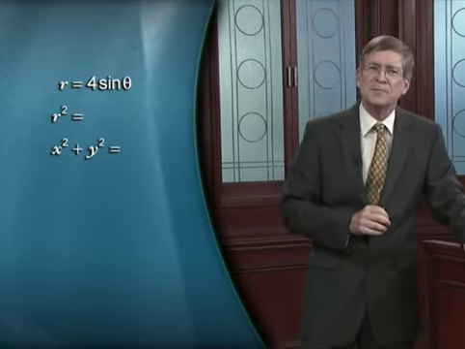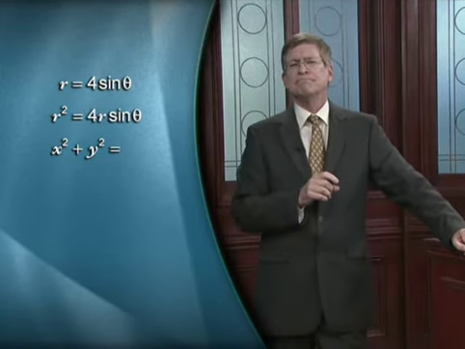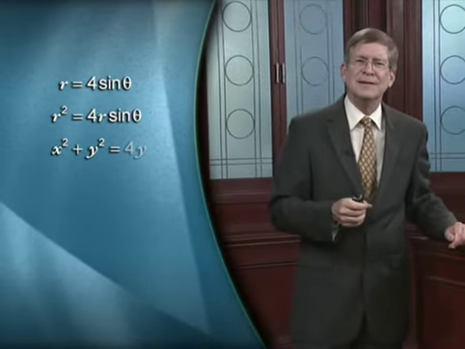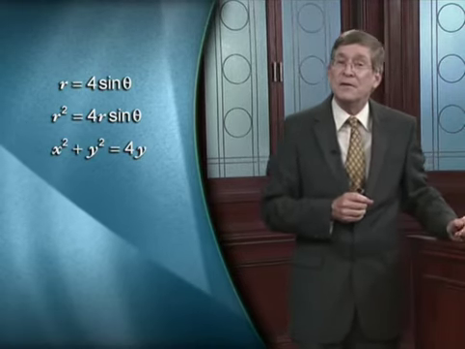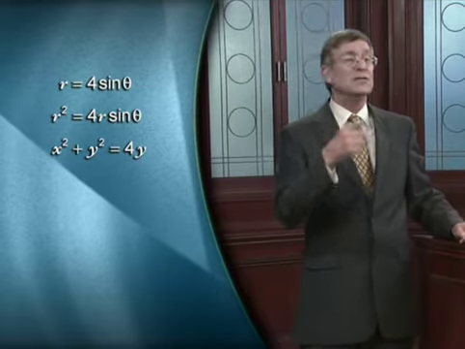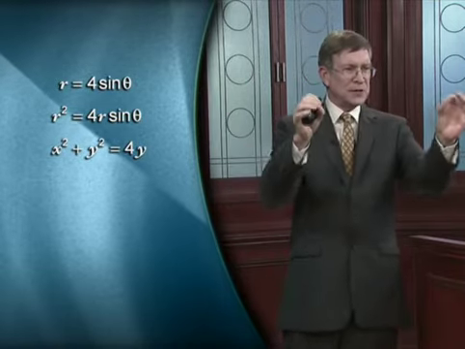Here we go. r is 4 sine theta, and the first trick, and you'll see why I do it, multiply both sides by r. Watch what happens. What happens to the r times r? That's r squared. Oh, r squared is x squared plus y squared. That's one of the conversion formulas, isn't it? That's the distance to the origin squared. And now on the right, I see 4r sine theta. Oh, wait a minute. r sine theta is y. That's one of the definitions. y is r sine theta. So the right-hand side is 4y. And now, hey, I've eliminated the r and the theta. I'm back to x's and y's.